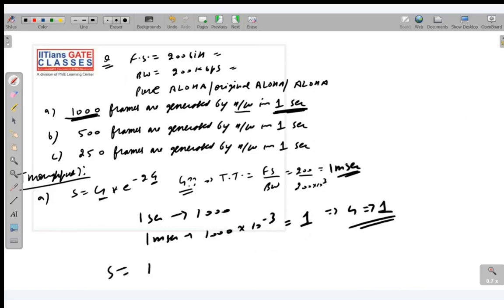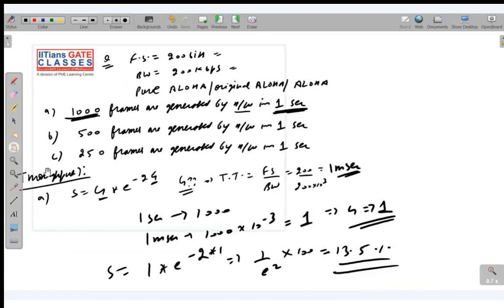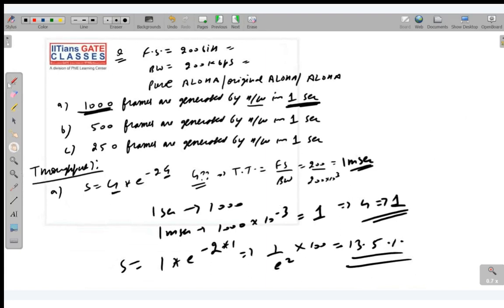So what is the throughput? 1 into e to the power minus 2 into 1. So it comes out to be 1 upon e square. That is our throughput. You can calculate its value. If you multiply it by 100, you will get it as 13.5%. You can do it yourself, it's your homework.